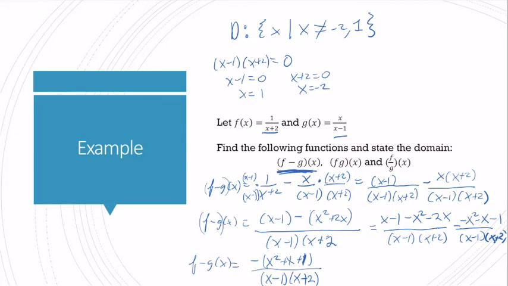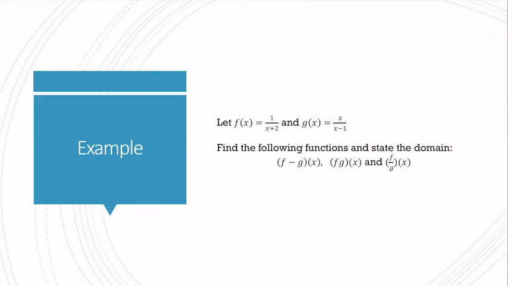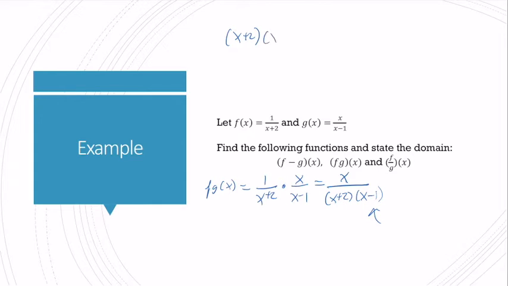Now let's take f times g of x. We're trying to find the product. So in order to find fg of x, I'm going to go ahead and take 1 over x plus 2 times x over x minus 1. When I multiply fractions, I multiply their numerators and I multiply their denominators. And I'm going to leave this in factored form because that helps me more easily see what my domain is, right? I have to set my denominator equal to 0 in order to find our domain. And just like last time, we found that x doesn't equal negative 2 or 1. So that's going to be the same.